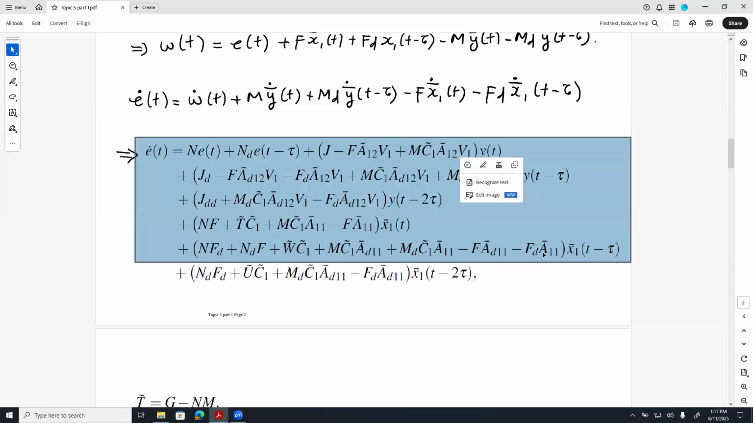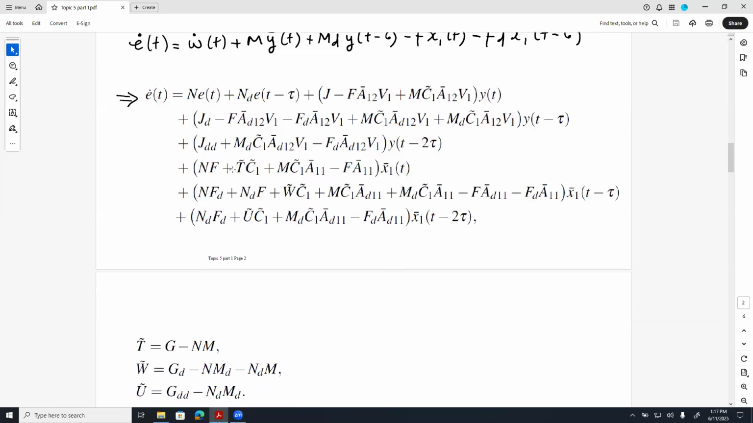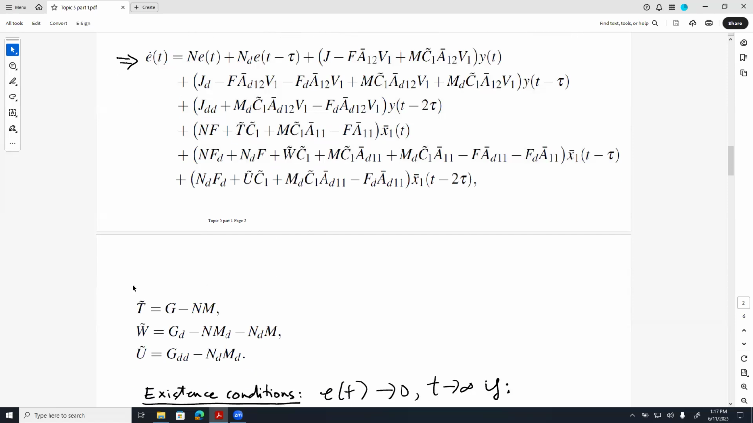And by the way, in this derivation, we define T tilde, omega tilde, and U tilde. They are related to the following expressions. So T tilde is related to G, which is an unknown matrix, and N, which is the matrix associated with the omega dot, and M is another observer matrix, and so on.